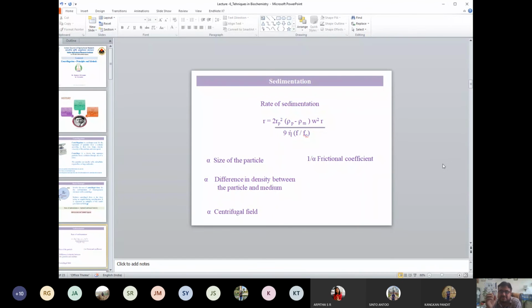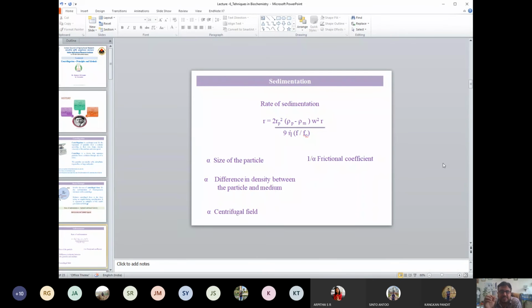It means the difference in density between the particle and medium is one variable which influences the rate of sedimentation. Then the third factor is omega square r. So this is basically the angular velocity which we are going to use. So rate of sedimentation is directly proportional to the angular velocity.